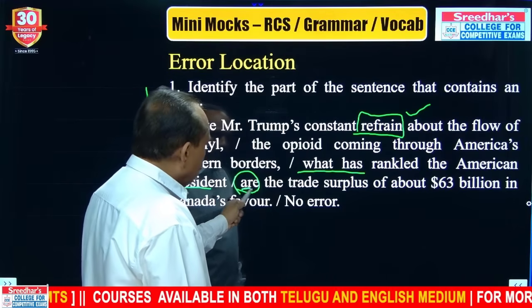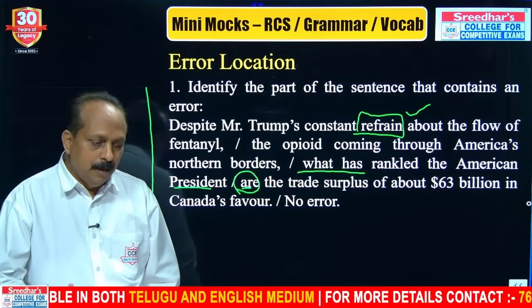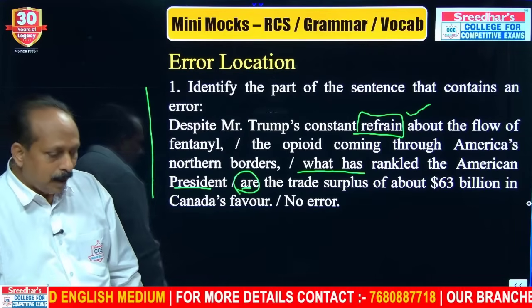Here there is an error. We cannot say what has rankled, what has annoyed the American president is. Something has annoyed, so we cannot use are. Some is the right word. Very good.